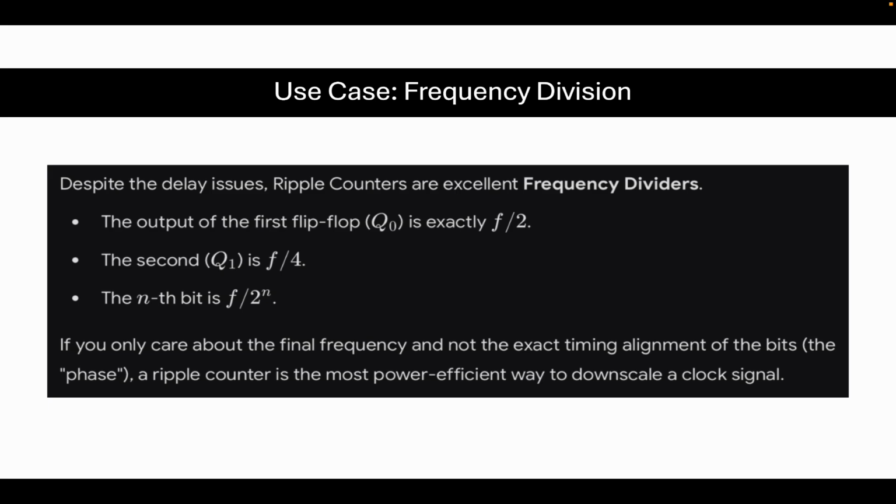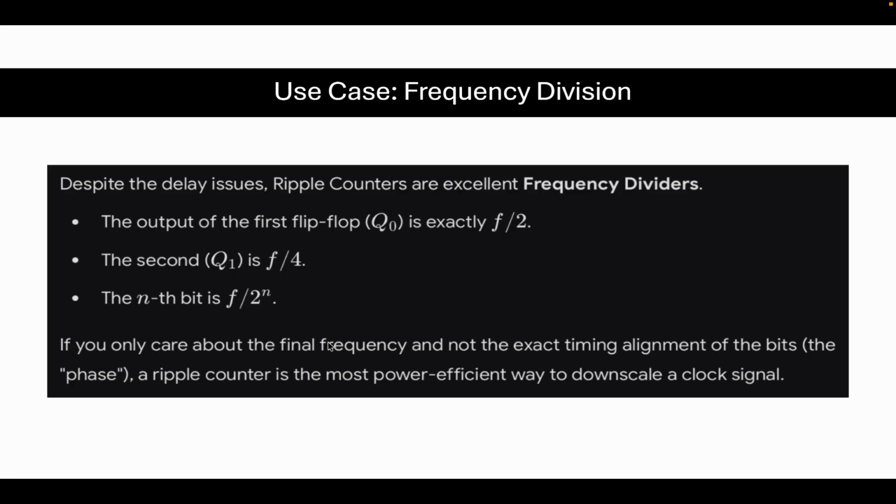So you might ask, if there are so many problems with asynchronous counter, why are we using it? The main reason is that it's an excellent frequency divider. The output of the first flip-flop is exactly f by 2. The second will be f by 4. So the nth bit will be f by 2 power n. Why? Because of propagation delay.